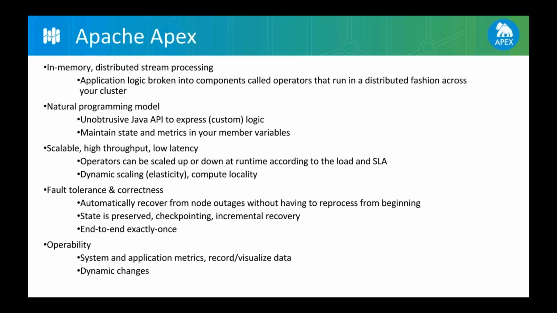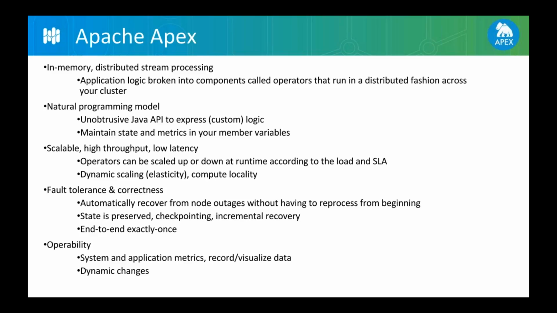Operability in the sense that, since we are running on a distributed system, we would like to see all of the system metrics and the application metrics, basically how the application is performing, so that we are assured that our application is running fine. By viewing these metrics, we can view them as graphs, as well as record them. Considering that these metrics can change dynamically, it becomes extremely important that they are available to the user.